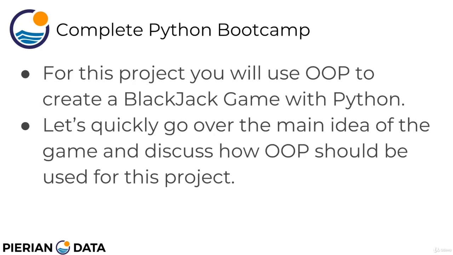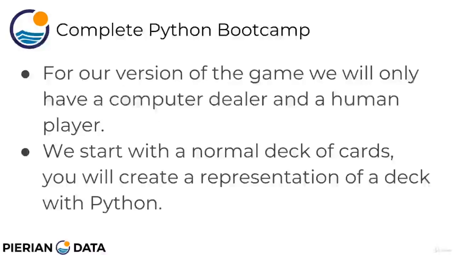As I mentioned, for this project you're going to be using object-oriented programming to create a blackjack game with Python. So I want to quickly go over the main idea of the game, discuss how object-oriented programming should be used for this project, and then give you a brief overview of the workbook notebook. For our version, it's going to be a simplified version of blackjack, where we're only going to have a computer dealer and a human player. We're going to start with a normal deck of cards, and you're going to create a representation of that deck with Python using object-oriented programming.